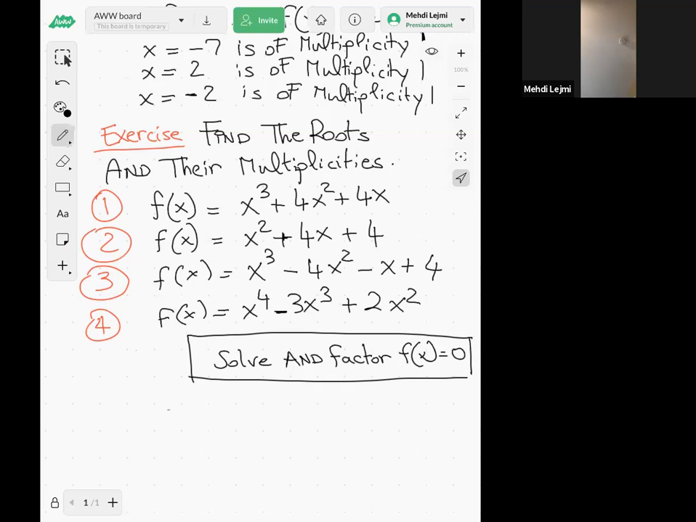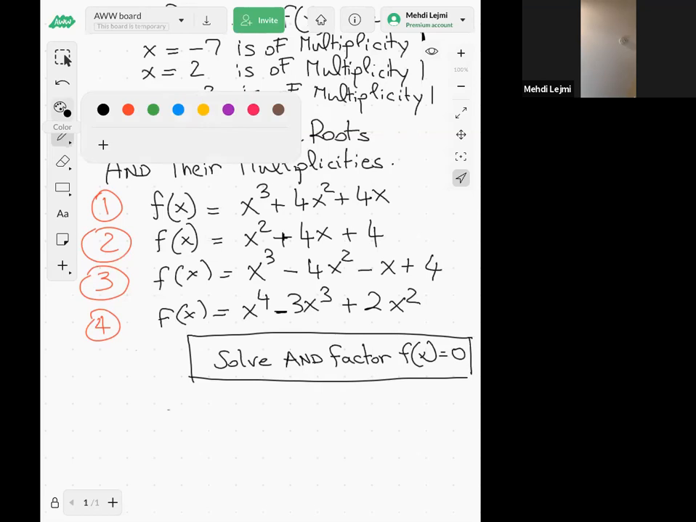So you may ask why we are doing this. Why do we have to find the multiplicities of the roots? We're going to see next time. For example, if the multiplicity of the root is even, then the graph of f of x is going to touch the x-axis, because the root is supposed to be an x-intercept, right? If the multiplicity is even, the graph is going to touch the x-axis and turn around. We're going to see this next time, of course.